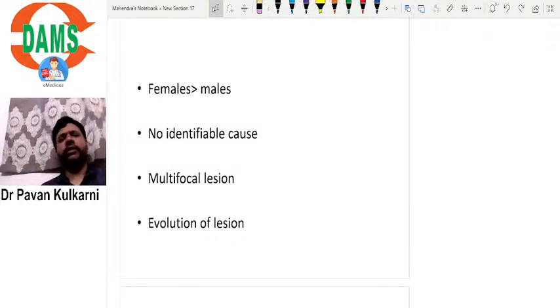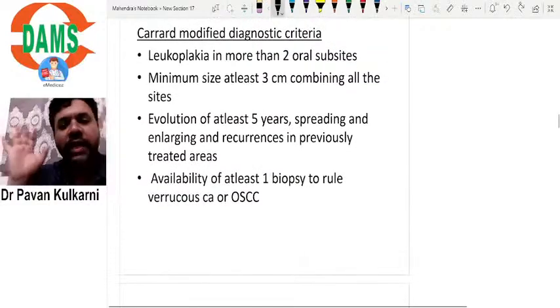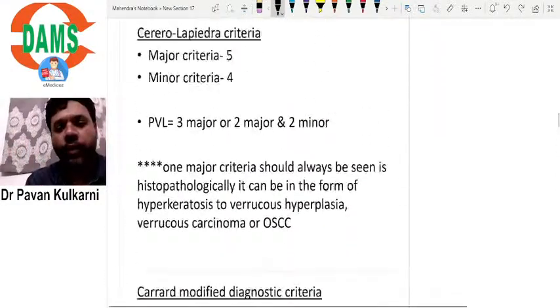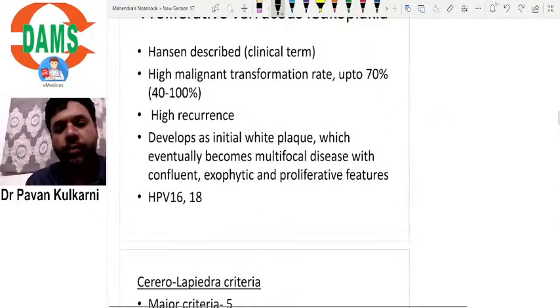It's a female patient. There is no identifiable cause. You are able to see multiple white patches, and the patient is telling you that initially the white patches were small. They have evolved over a period of months to years. Then you come to a conclusion that this is a PVL, proliferative verrucous leukoplakia.